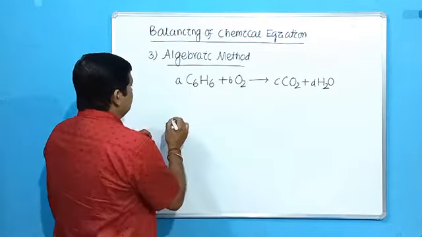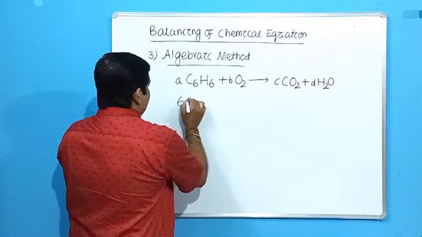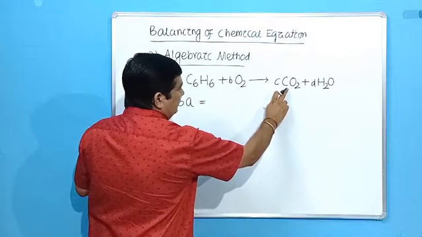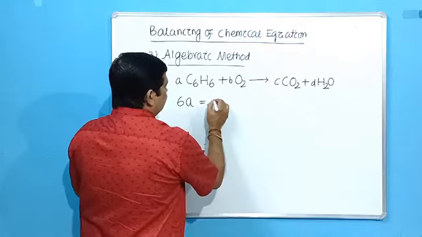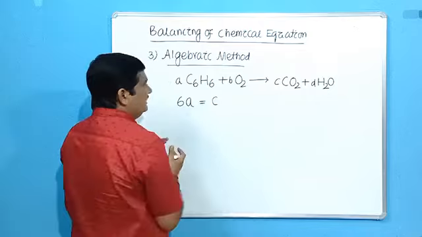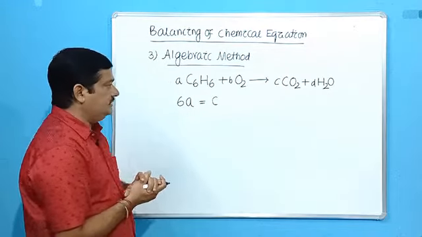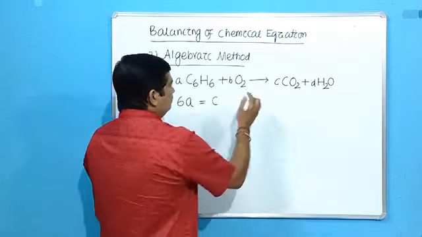Look, with respect to carbon first. So 6A on the left hand side. How many carbon here? Is equal to C. One carbon here. So 6A is equal to C. So that is the first relationship we get.